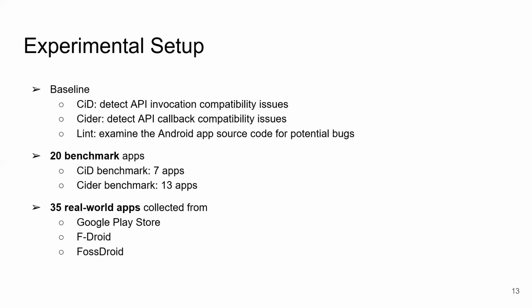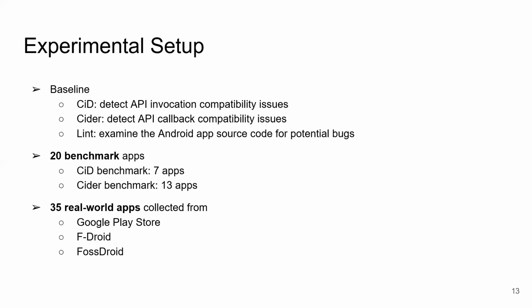To answer research question 1, 2, and 3, we use 3 baseline techniques. CID is a tool for detecting API invocation compatibility issues. CIDR is a tool for detecting API callback compatibility issues. Lint is an Android Studio plugin that examines the code bases for potential bugs, including incompatible API usages.